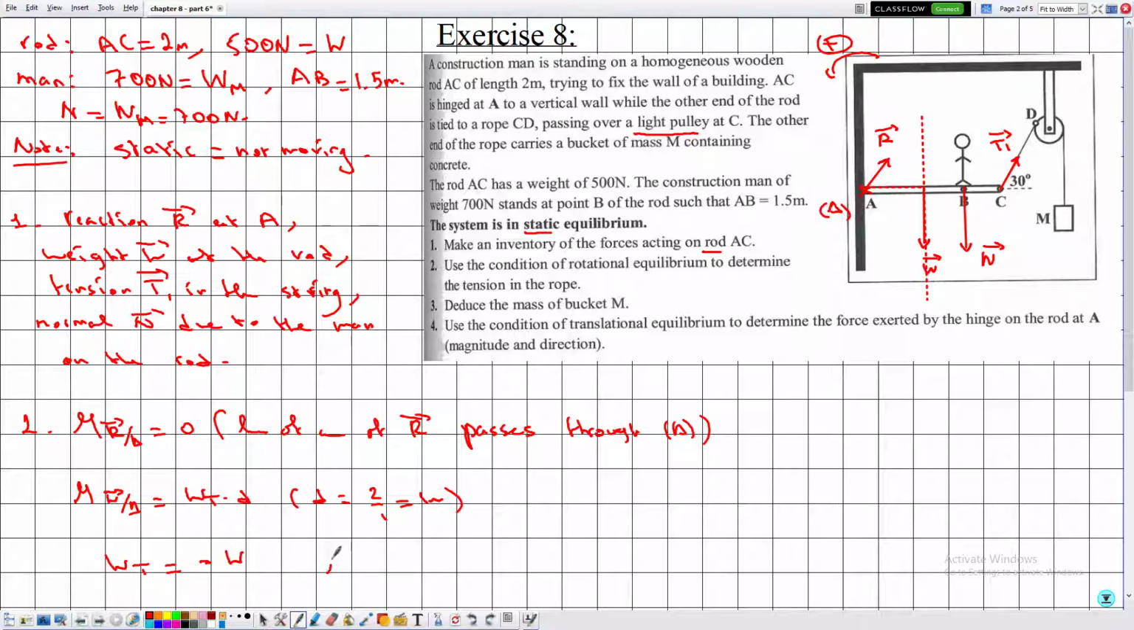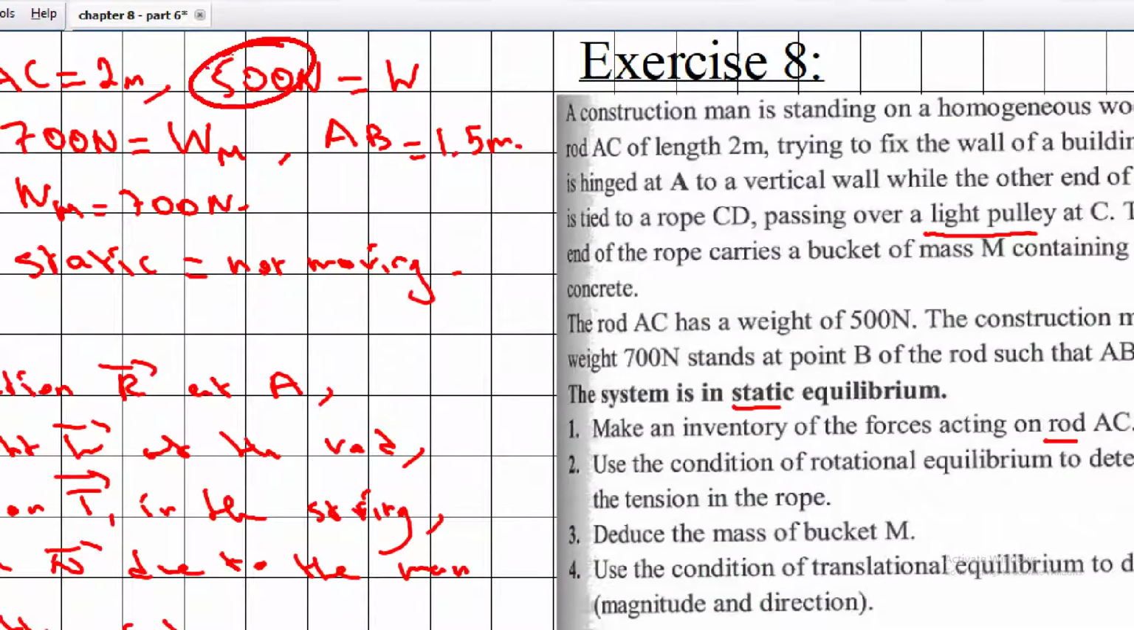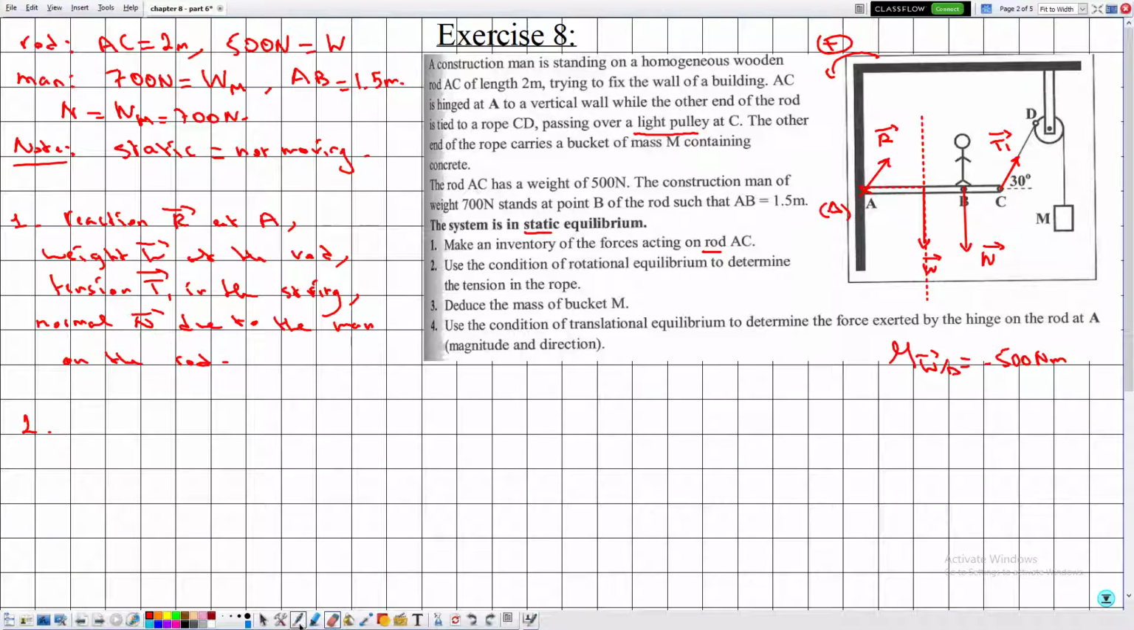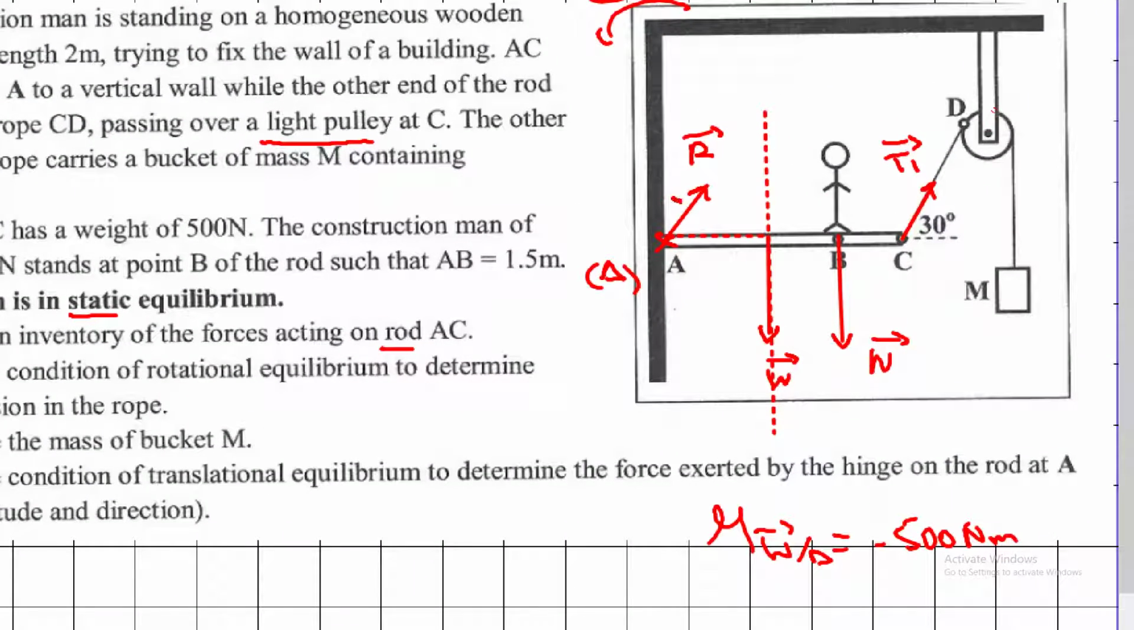So in this case, the moment of the weight around the axis delta will be simply minus W multiplied by D. The weight of the rod is given by 500, so this is equal to minus 500 multiplied by 1, which is equal to minus 500 newton meters. So the moment of the weight of the rod around the axis delta is given by minus 500 newton meters. Now let's move to the other forces. So we are done with this, and we are done with this.